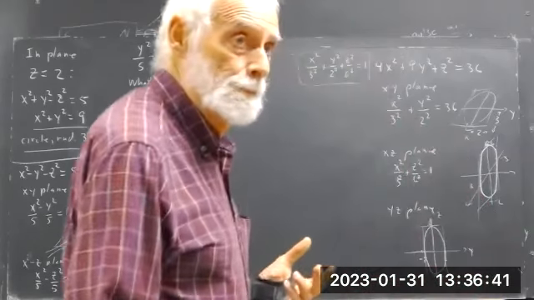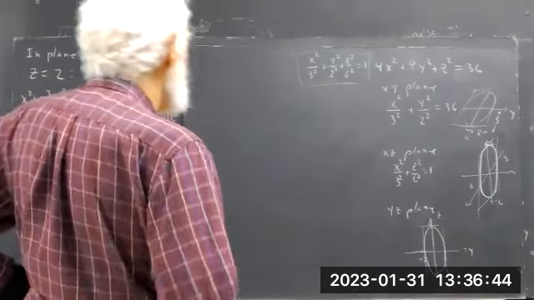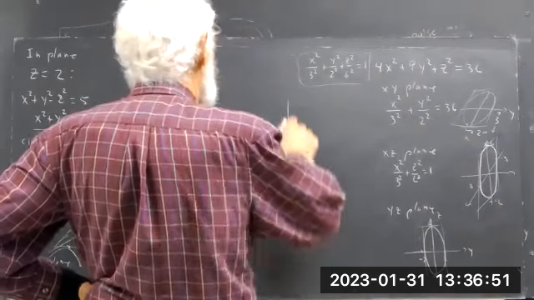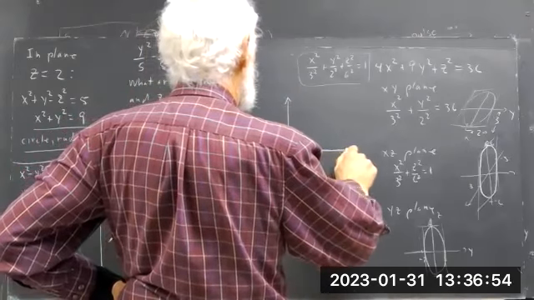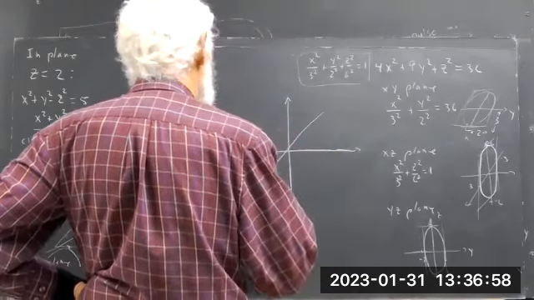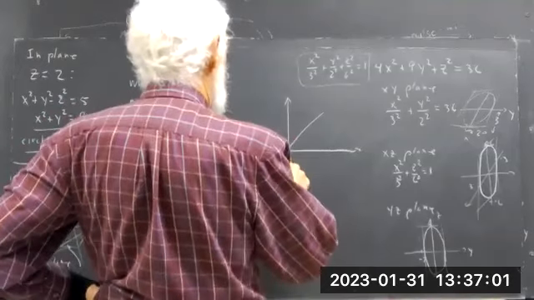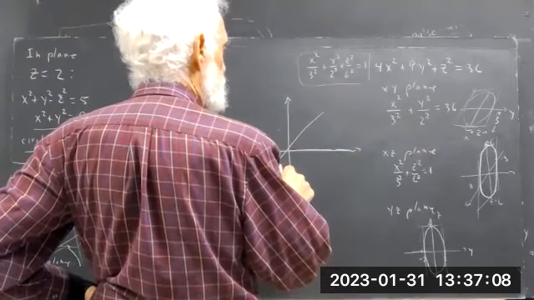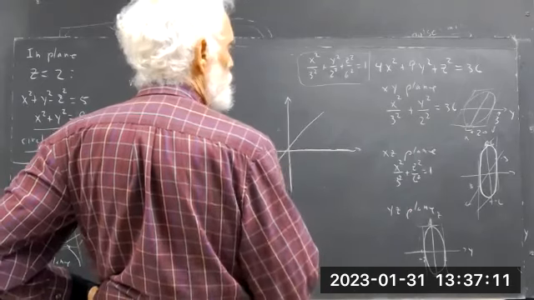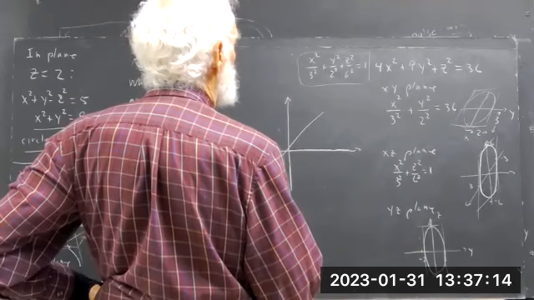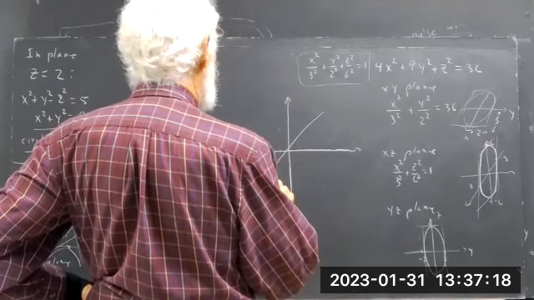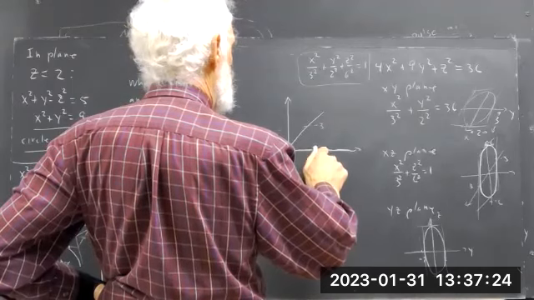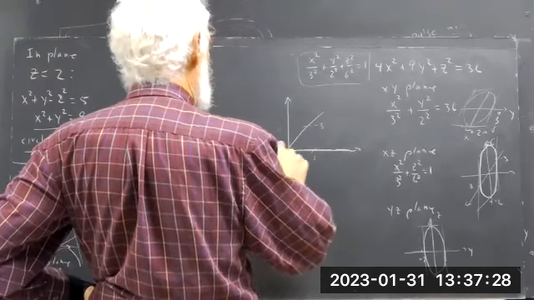Okay. Let's draw that in 3 dimensions. I can start out with the ellipse in the XY plane, which is just this one. It's -3 here, 3 here, 2 here, -2 here.